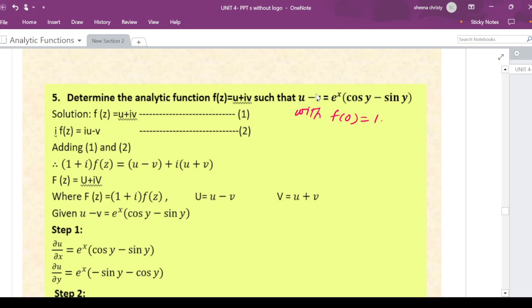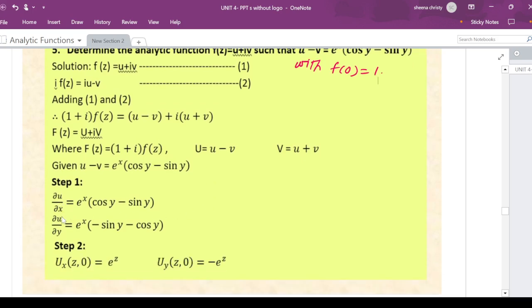u − v is the real part of capital F(z). If the real part of capital F(z) is given, you have to construct the analytic function by making use of the Milne-Thomson formula accordingly. So before that, you have to find the first order partial derivative of capital U with respect to x and with respect to y. Then take x equal to z and y equal to 0. So the first step is finding ∂U/∂x.